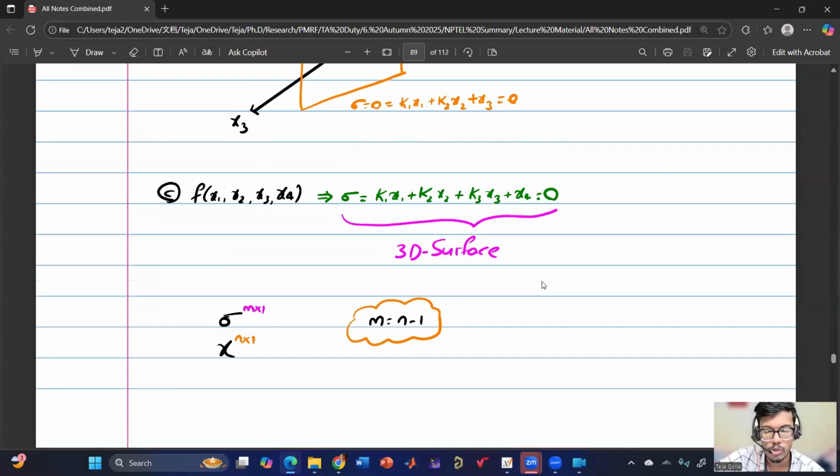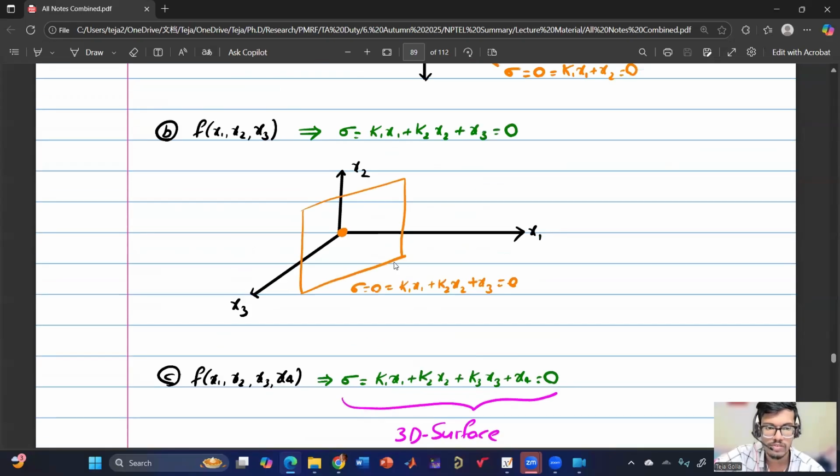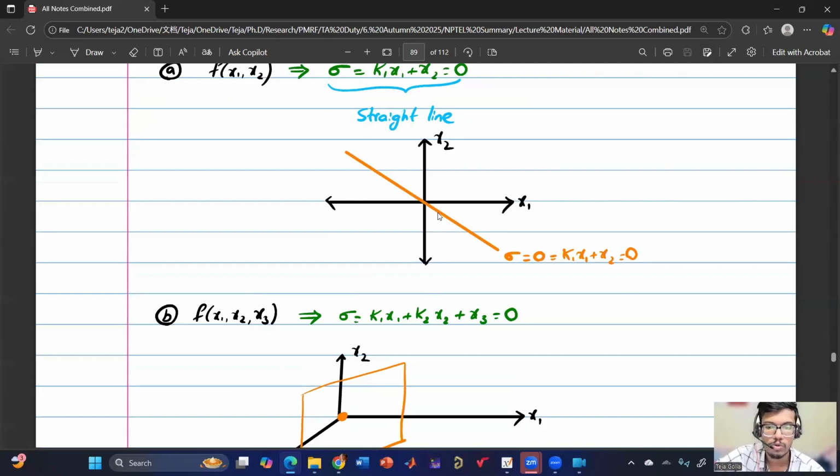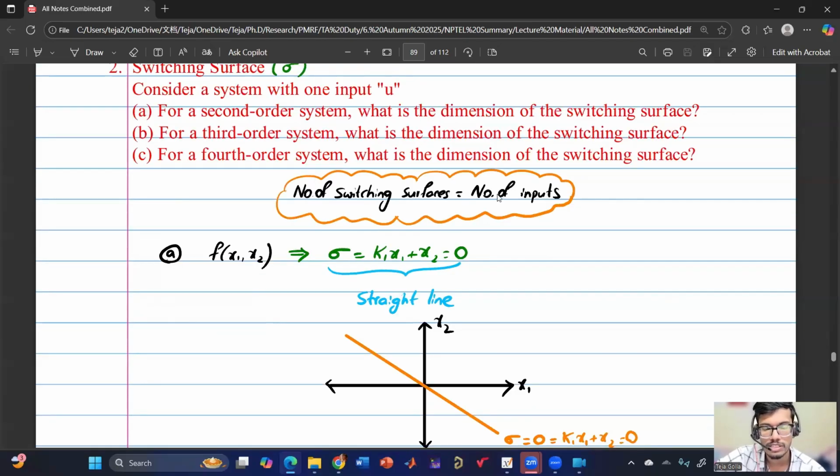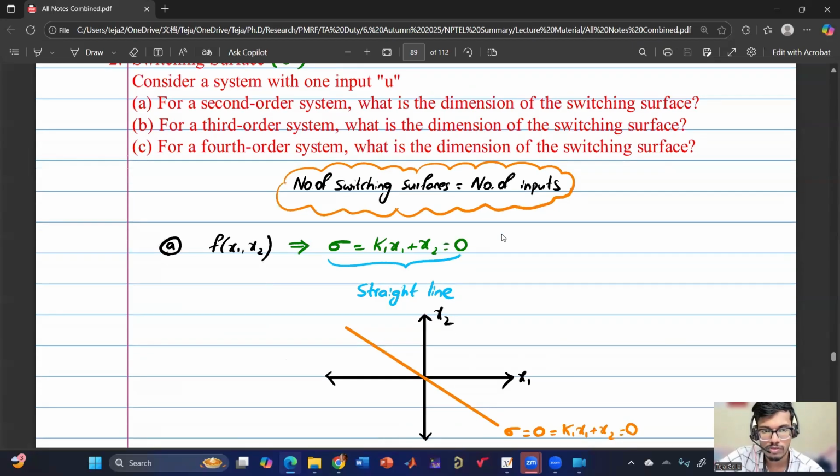But if we have two inputs, we have two such surfaces. Here also we'll have two such planes. Here also we will have two such lines. So the number of switching surfaces is equal to the number of inputs, and the dimension of the switching surface is one less than the dimension of the system.